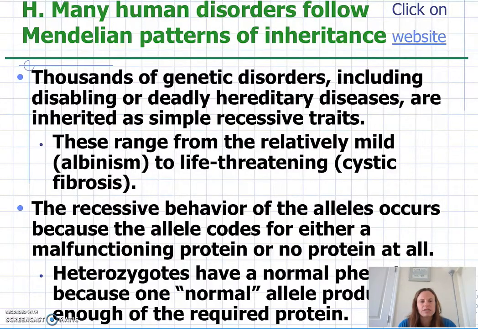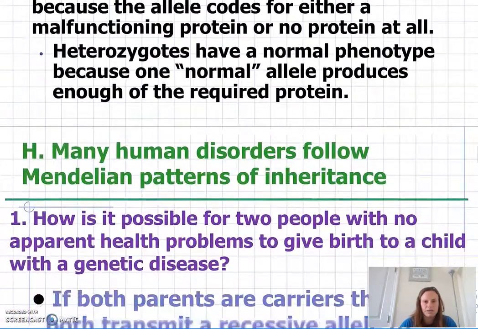Hi guys, Miss Francis here to talk to you about genetic diseases that follow Mendelian patterns of inheritance. Thousands of genetic disorders actually follow Mendel's patterns of inheritance. For example, albinism, which leads to albinos, is a relatively mild genetic disease, but then there's cystic fibrosis, which is a life-threatening disease. But both of these genetic diseases follow Mendel's patterns of inheritance. So let's start investigating some of these diseases.